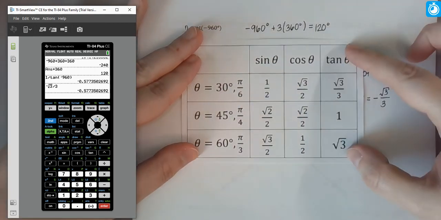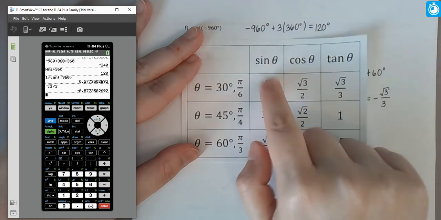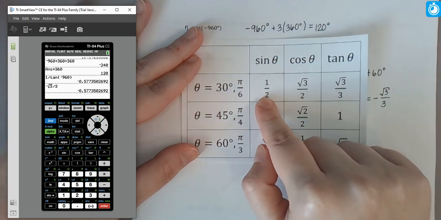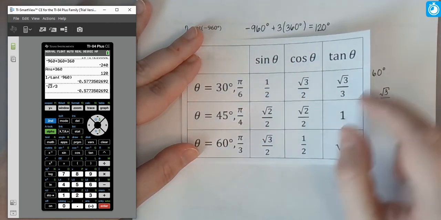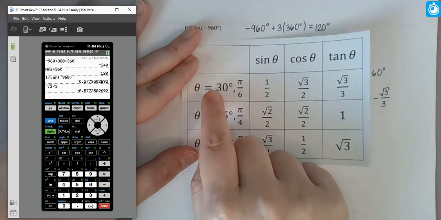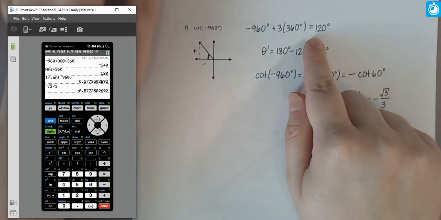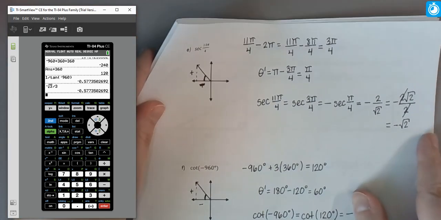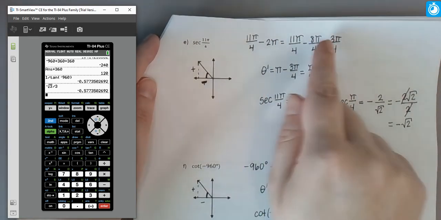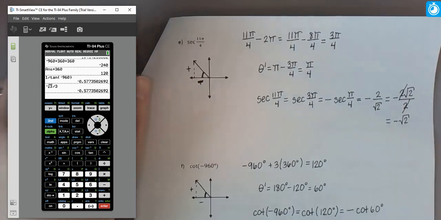We just had this table for them. Well, how do we know that these are the actual values? How do we know that the sine of 30 degrees is going to be 1/2 and the cosine is going to be the square root of 3/2? Because if we know everything about 30, 45, and 60, that's going to let us deal with 120 since it relates to 60. It's going to let us deal with 11 pi over 4 and 3 pi over 4 since they relate to pi over 4 or 45 degrees.